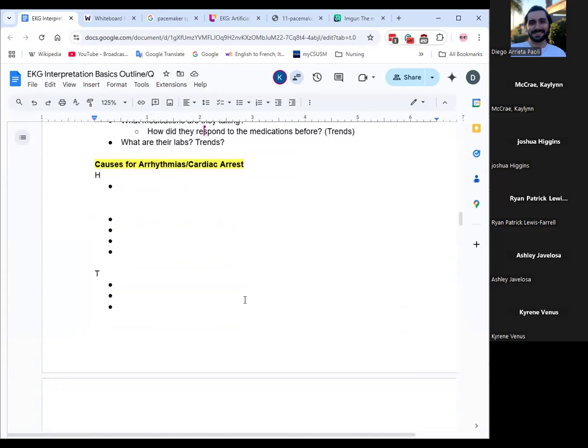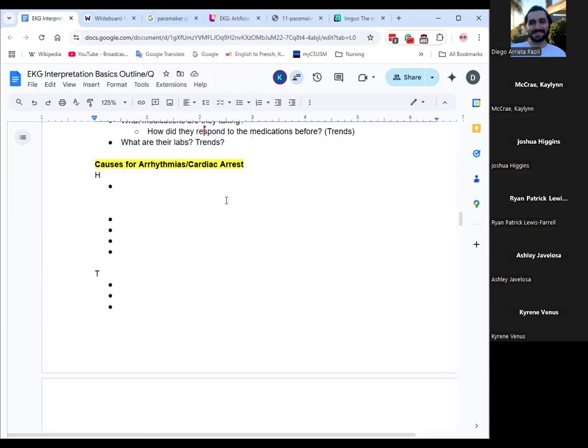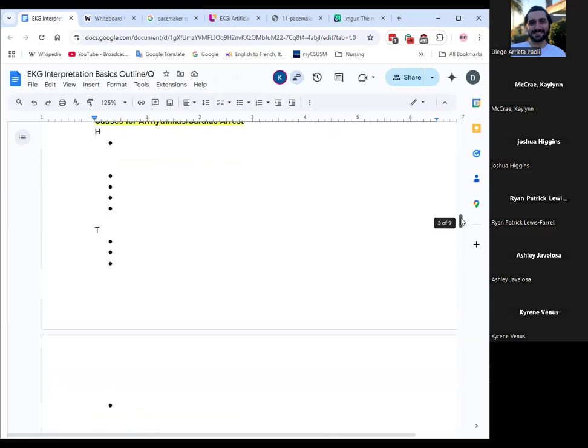Another thing that's part of your algorithm that you can also look up is the paper that has the left versus right, but it's the H's versus the T's. These are the potential causes for arrhythmias or cardiac arrest. So out of these, how many can you list? Let's see what you guys remember: all the H's and all the T's that could cause arrhythmias or cardiac arrest.